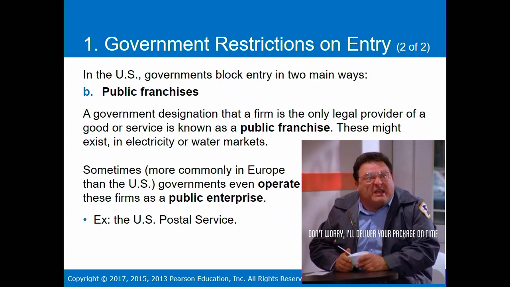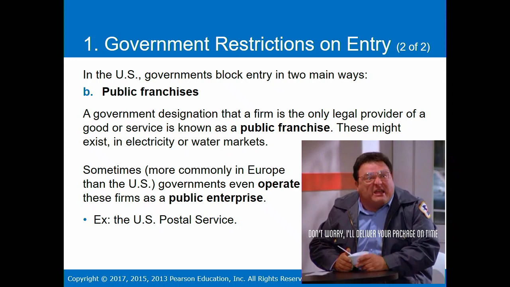We see something kind of similar with public franchises in the US. So the government says that a certain firm is the only legal provider of a good or service. These public franchises aren't, unlike the old school British method, like the British East India Company, where they were still a private company. For public franchises, they have a lot of oversight from the government in the US. So there's electricity, water markets. We end up with public franchises where only one firm is providing these. Another example is the post office.